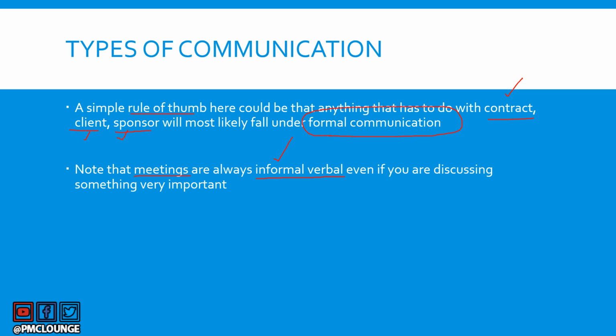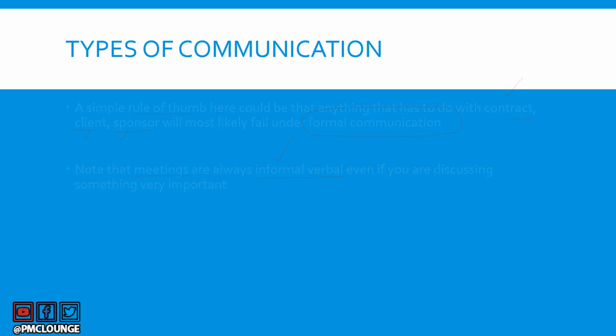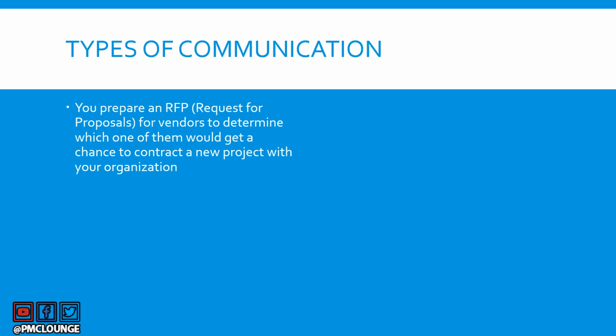All right, let's look into some examples and you can also try to solve them. You can also try to guess in the comments which ones are formal and which ones are informal. All right, so you prepare an RFP, which is request for proposals, for vendors to determine which one of them would get a chance to contract a new project with your organization. So you're basically preparing a document, a project artifact known as RFP. So what kind of communication are you going to be using here? This is obviously formal written. We've already talked about how project artifacts come under formal written type of communication.